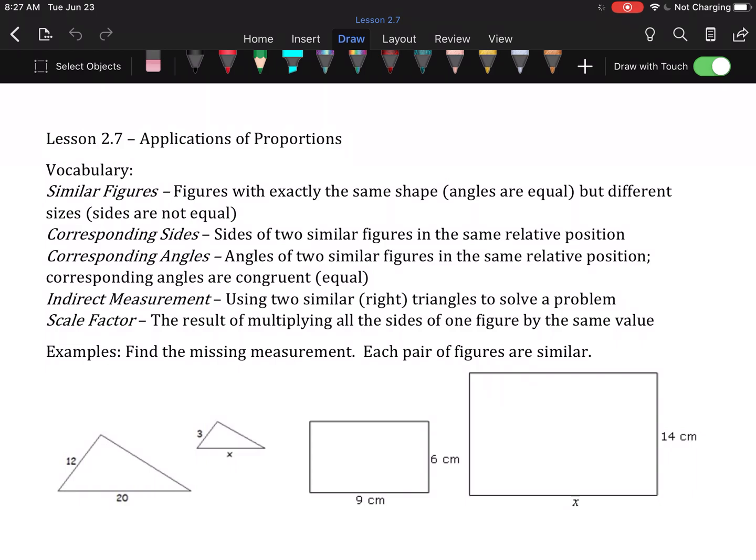Corresponding sides would be sides of two similar figures in the same position. Corresponding angles would be angles of two similar figures in the same position. Corresponding angles are congruent, or equal to each other. We'll also be dealing with some indirect measurement today, which is using right triangles to solve a problem. You'll see that when we get to it. And scale factor, just to review, is the result of multiplying all sides of one figure by the same value. So for example, if you double something, the scale factor is 2.